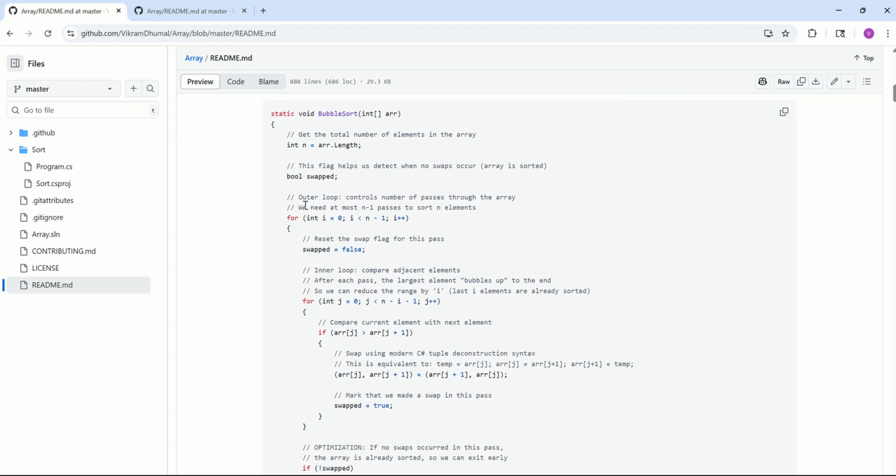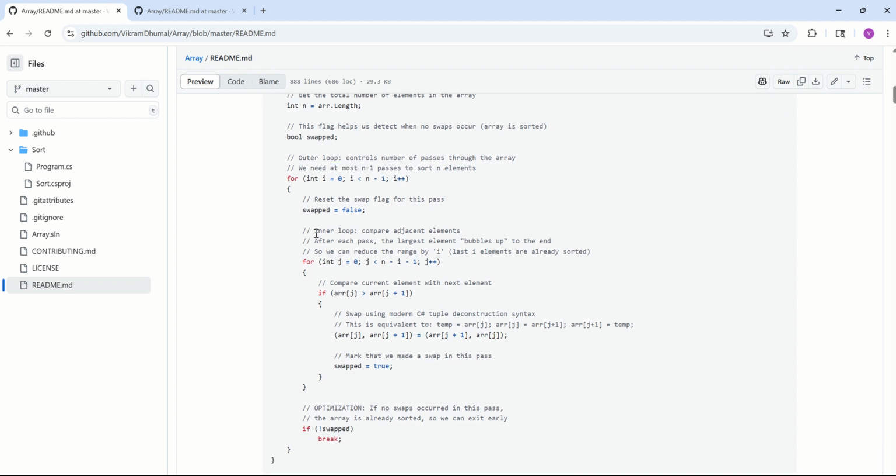Bubble sort requires two for loops. The first one is the outer loop, which controls the number of passes through the array. We need at most n minus 1 passes to sort n elements. The inner loop is where the magic happens. It compares the adjacent elements, like what you can see here, and if required, it will swap them.